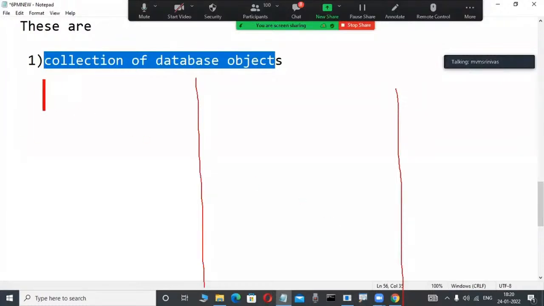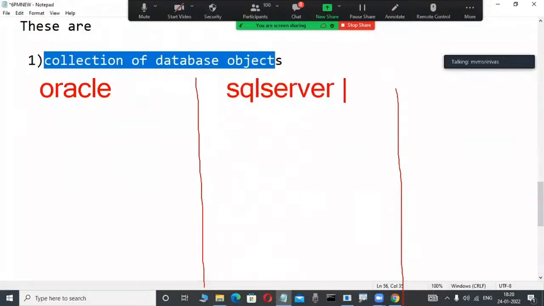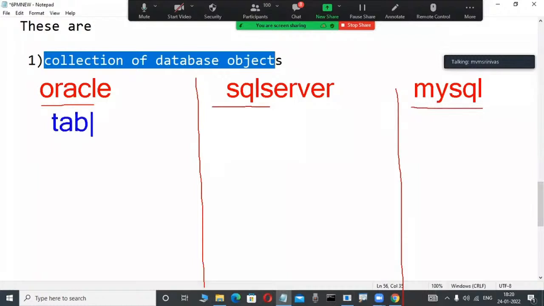Suppose you are learning an Oracle course, for example. Oracle is a relational data model product. Suppose some other people are learning SQL Server. SQL Server is a relational data model product. Again, MySQL is a relational data model product from a different company. Fine. But in Oracle, which database objects are available? Maybe a first-time newcomer has an idea: table. Table is a database object. Here also a table is there.